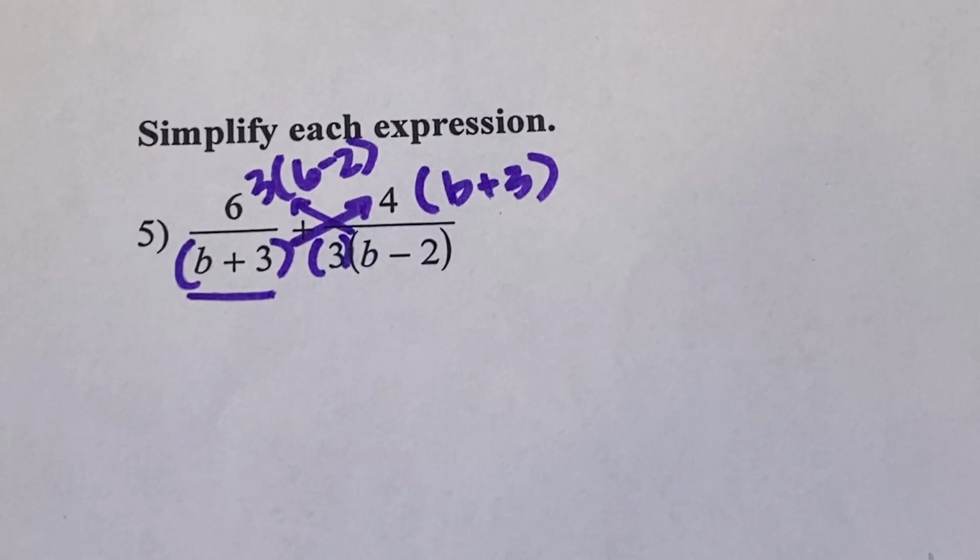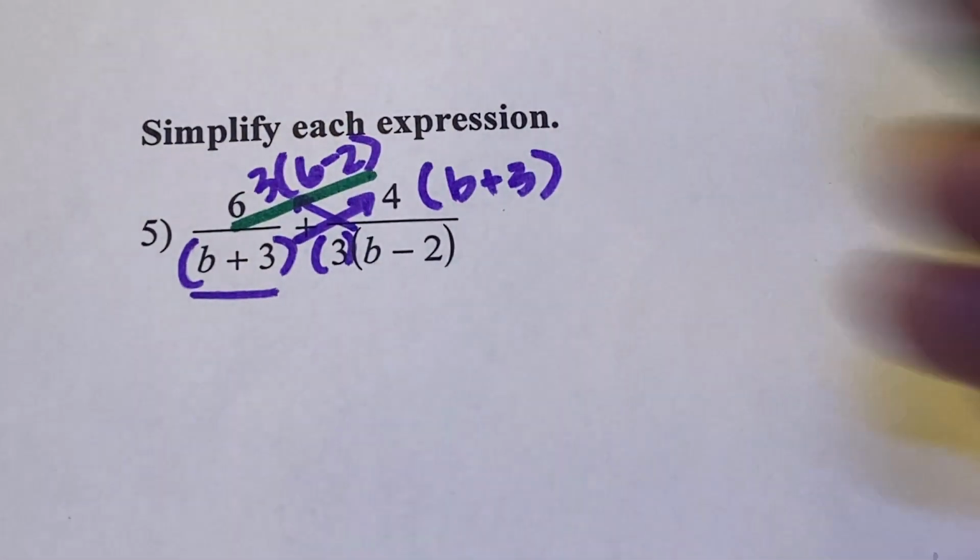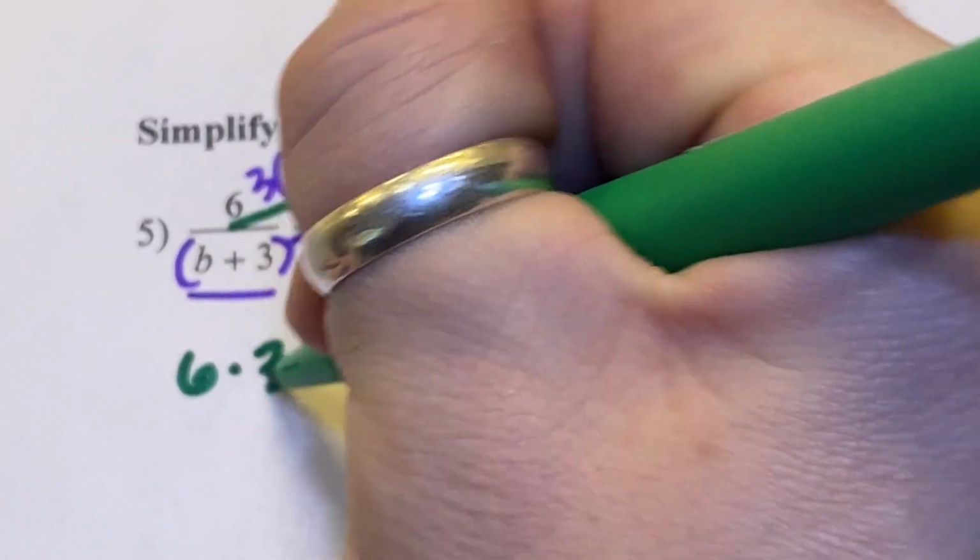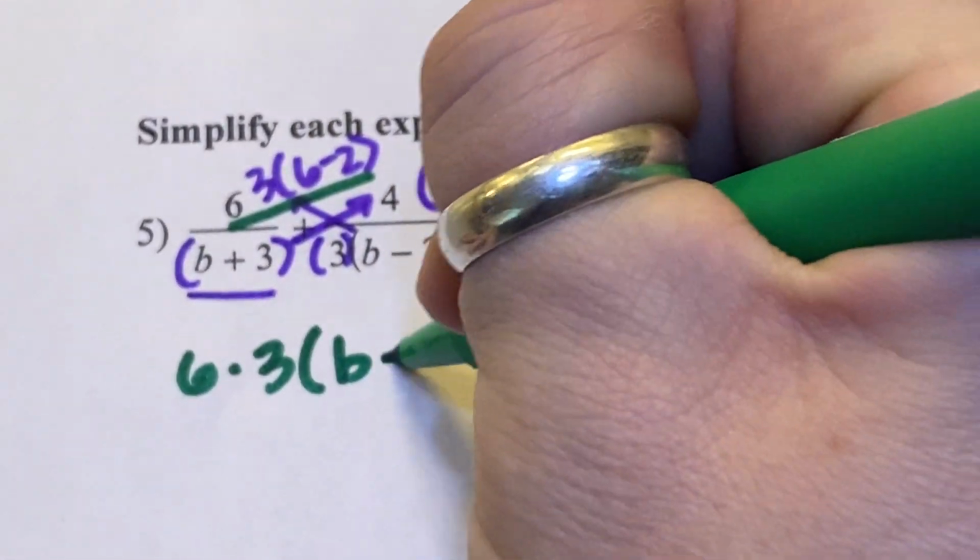Okay, so here's the thing. I'm just going to forget about the denominators for a second. Really, the numerators are what we're working with the most here. Okay, so this numerator turns into 6 times 3 times b minus 2.